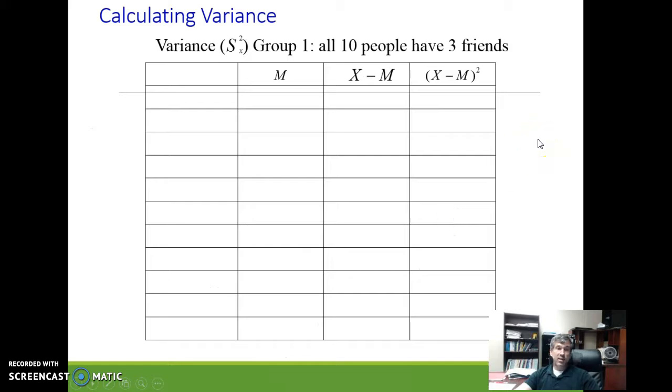So let's see what calculating variance looks like for those two data sets we introduced last time. We asked two groups of people how many friends they have. We're going to start with the first group of people who all report they have 3 friends.